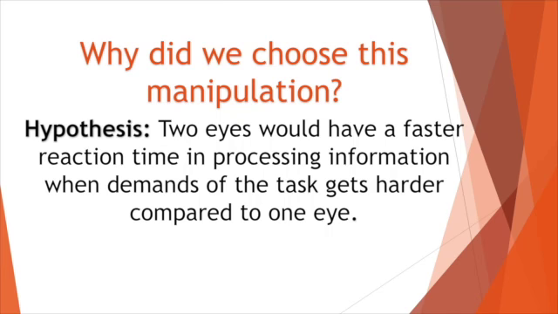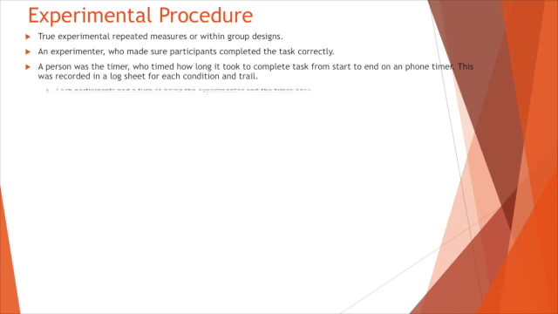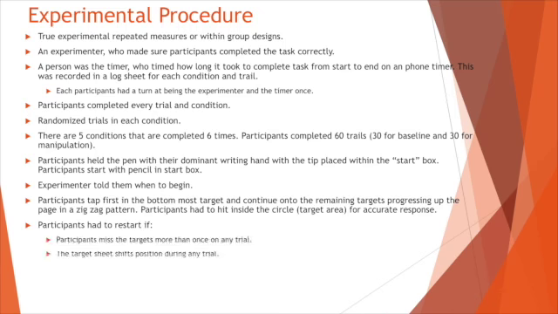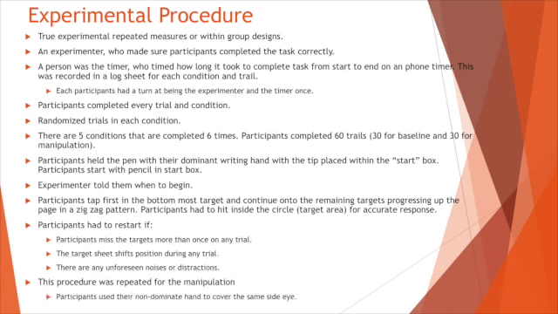The procedure was a true experimental, repeated measures or within groups design, where the participants take part in every trial of the Fitt's task. Prior to commencement, the experimenter used a randomizer website to randomize the trials in each condition. The website generated an overall number of 30 randomized trials based on the 6 levels of difficulty, or conditions, across 5 trials to estimate the baseline measure. The same process was used to generate and estimate the manipulation measure. Overall, there were 60 trials in total.